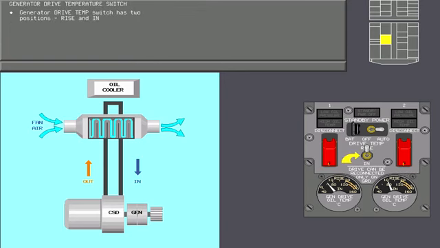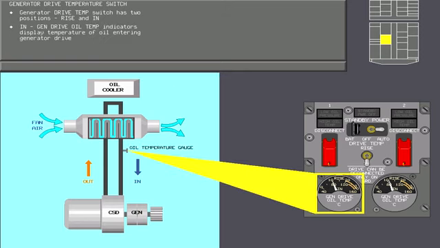The generator drive temperature switch has two positions corresponding to the two scales on the generator drive oil temperature indicators. Now touch the drive temperature switch to position it to in. When the generator drive temperature switch is in the in position, both generator drive oil temperature indicators display the temperature of the oil entering the respective generator drive.